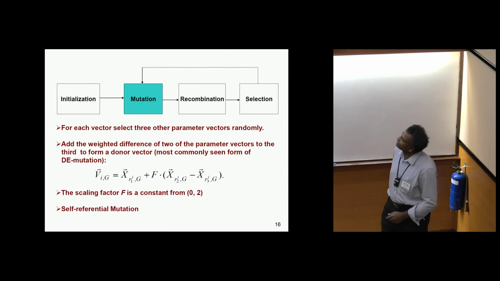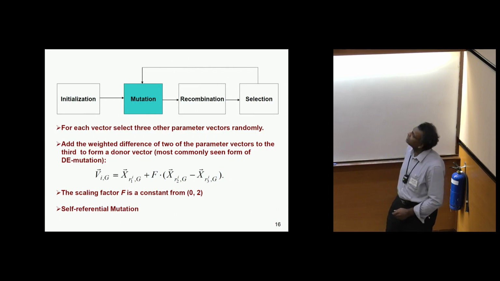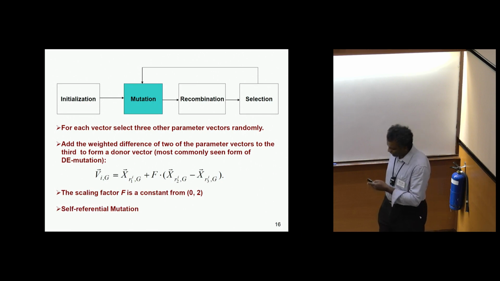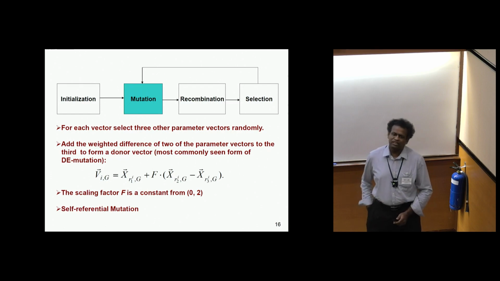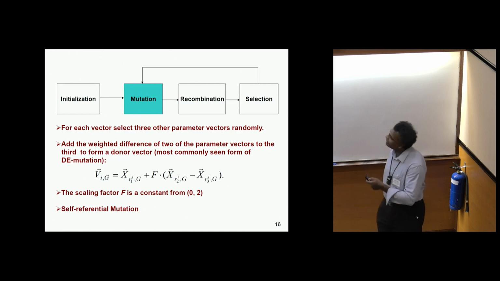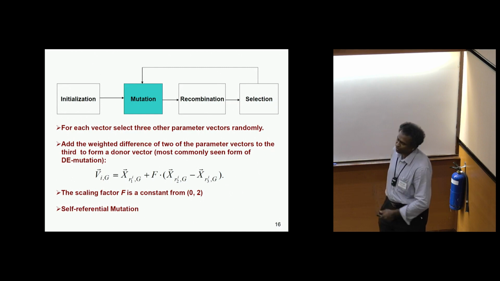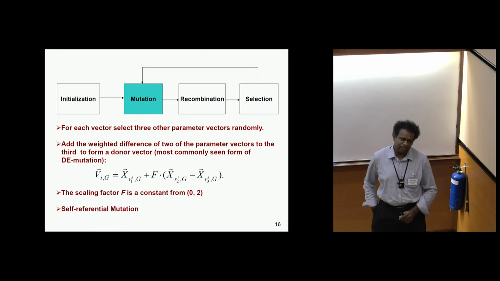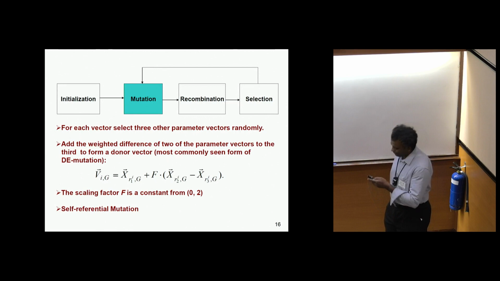So the next step, once you complete the initialization, by the way, as soon as you initialize the population, you can also do fitness evaluation as well. So you generate the initial population, and then you do the fitness evaluation for the initial population. And then the next step is mutation.